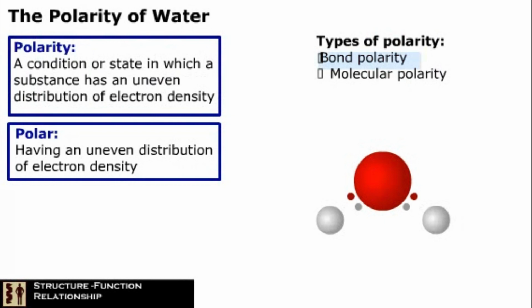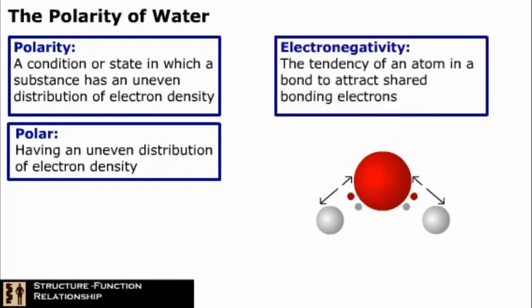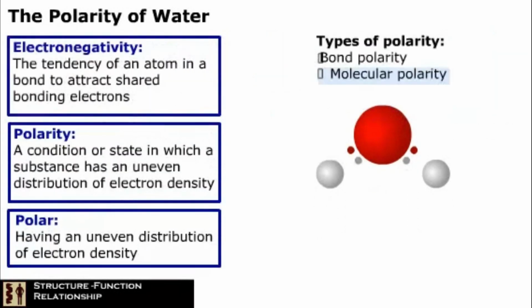First, the bonds between oxygen and hydrogen are polar because the electrons aren't evenly distributed between the 2 atoms. As we see here, they're closer to the oxygen atom than to the hydrogen atom. A polar bond occurs when one atom in the bond is more electronegative than the other. Electronegativity is the tendency of an atom in a bond to attract shared bonding electrons. The bond between each hydrogen and the oxygen is polar because oxygen is more electronegative than hydrogen.